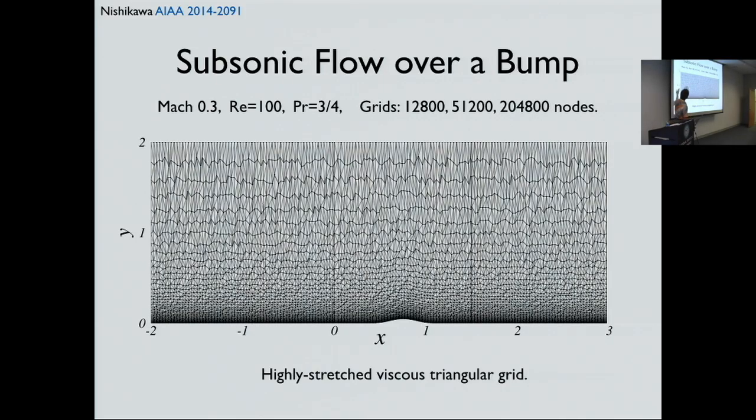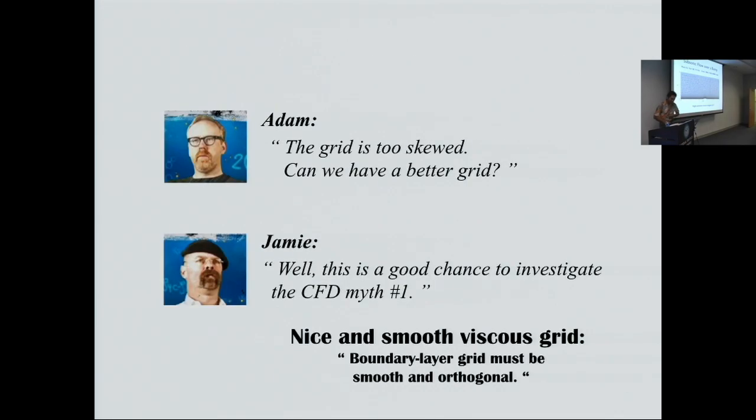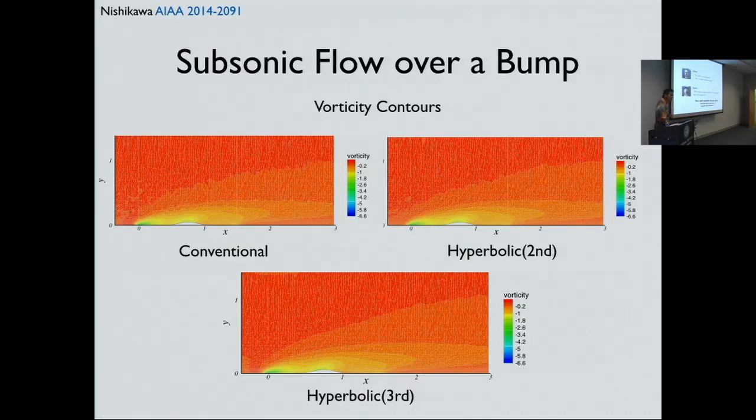The Mach number is 0.3, the Reynolds number 100, and there are 3 different grids, but these grids are highly irregular and stretched and skewed. It's not a typical grid, so like he says, it's too skewed and we have a better grid. But this is the chance to investigate this. The boundary layer grid, does it have to be smooth and also?